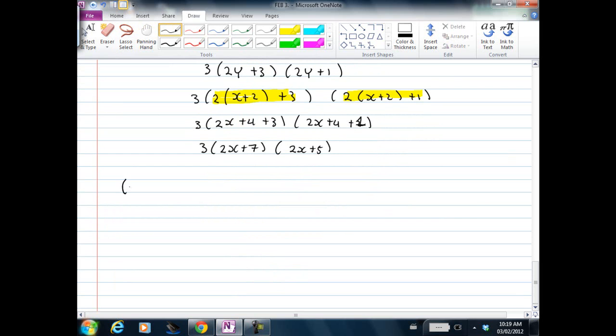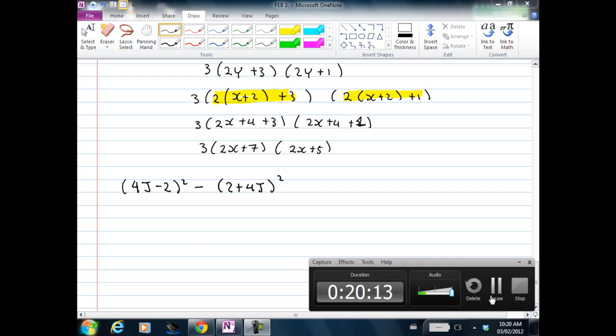What if I give you (4j minus 2) squared minus (2 plus 4j) squared. I'm going to pause it and let you try this on your own.